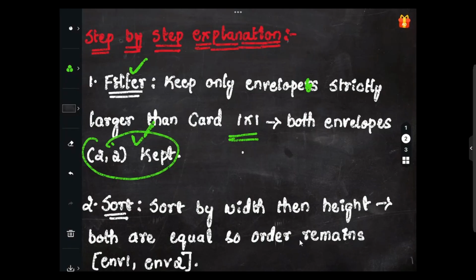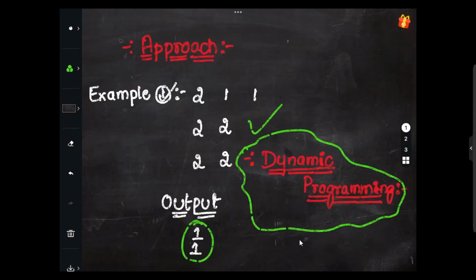Next step is we'll be sorting. Basically we'll sort by width then height. In the question, if you paid attention, we have to find the longest chain of the envelopes where each next envelope has strictly larger width and height than the previous envelope, and the card has to fit into the smallest envelope of the chain, and it has to be strictly smaller. That's what they have mentioned in the question as well. So we will be sorting by width then height. Both are equal, so the order remains. In our case both are equal, with the same example that we are considering.